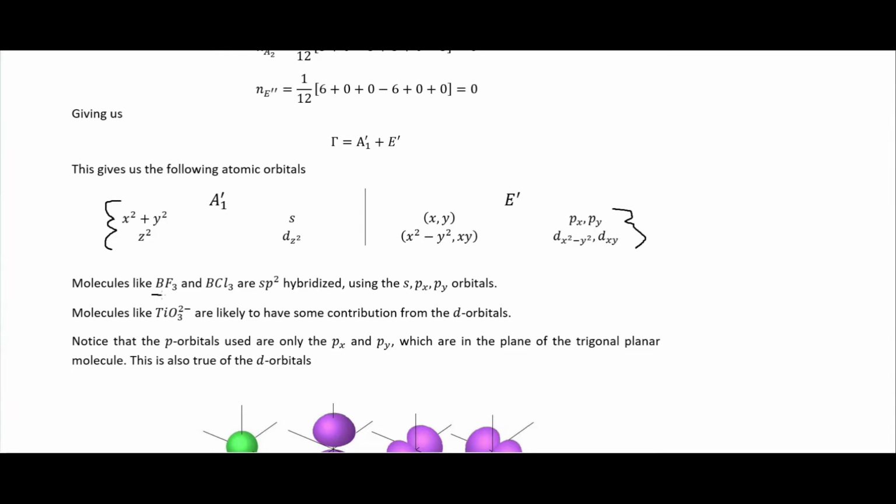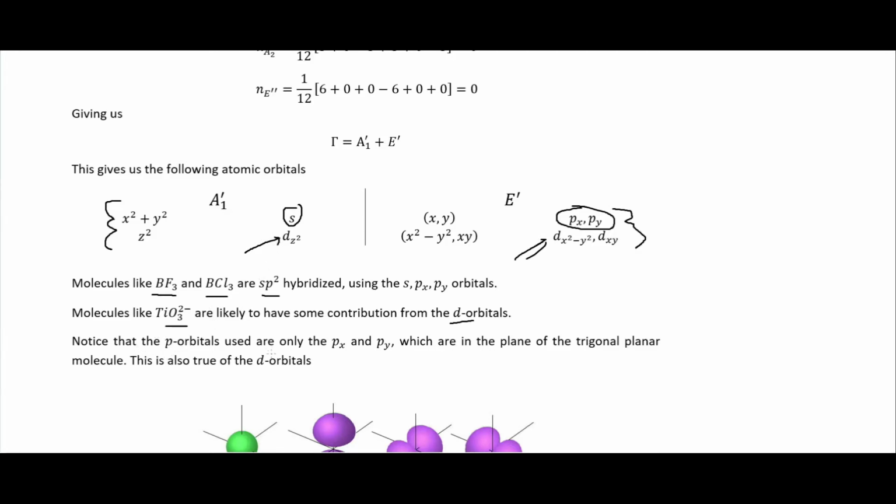So molecules like the boron trifluoride and boron trichloride are likely to be sp2 hybridized, so using this right here and then these 2 right here, whereas molecules like this titanium oxide, well, what is the oxidation on this? We have three oxygens here, so that would give us 6 minus, but we have this 2 minus here, so I believe that would be titanium 4 oxide. And so molecules like titanium 4 oxide are likely to have some contribution from the d orbitals, so possibly these ones here, possibly this one right here.